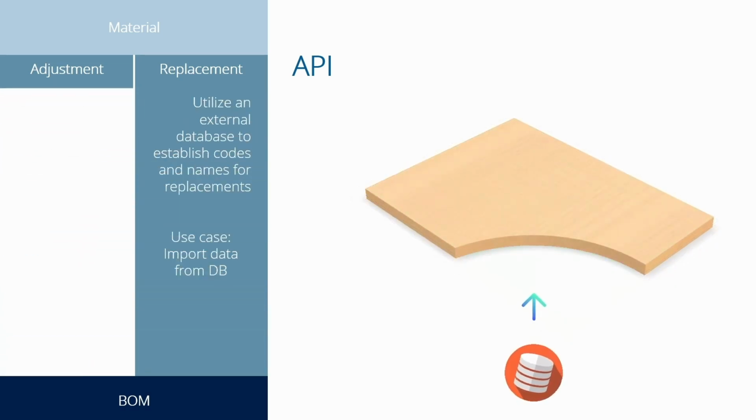Beside that, we also have material replacement. So this one allows you to use external database to get the codes and the names out of it. So we can take the existing, say, SQL DB and then utilize the data to define codes and names for the materials for the replacement.